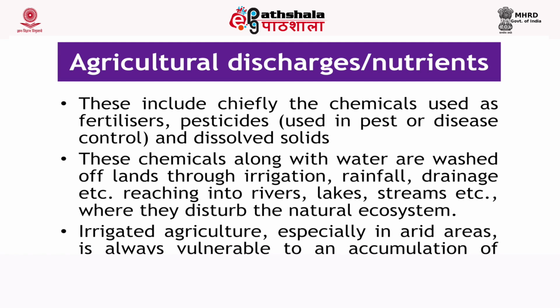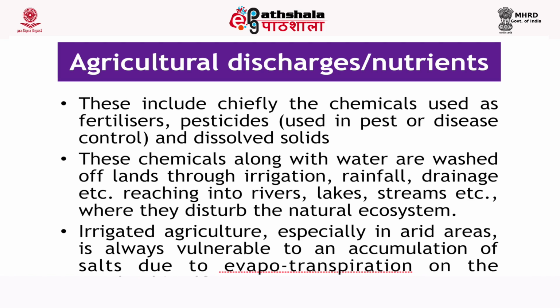Irrigated agriculture, especially in arid areas, is always vulnerable to accumulation of salt due to evapotranspiration on the cropland, and this increases the salinity of the soil that affects crop production.